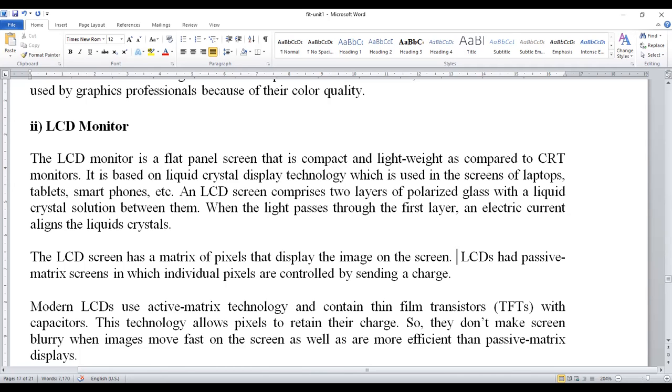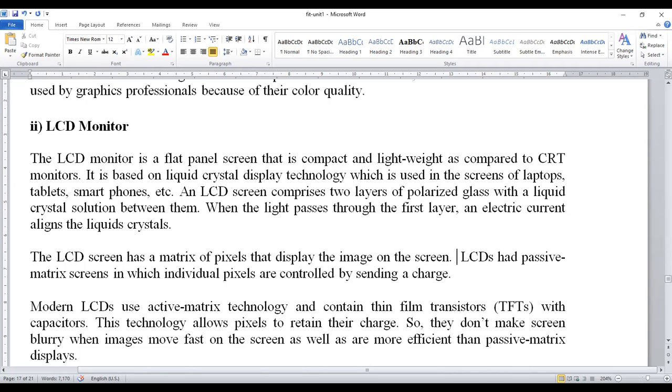It is based on liquid crystal display technology. LCD stands for liquid crystal display technology, which is used in the screens of laptops, tablets, smartphones, and so many other things.